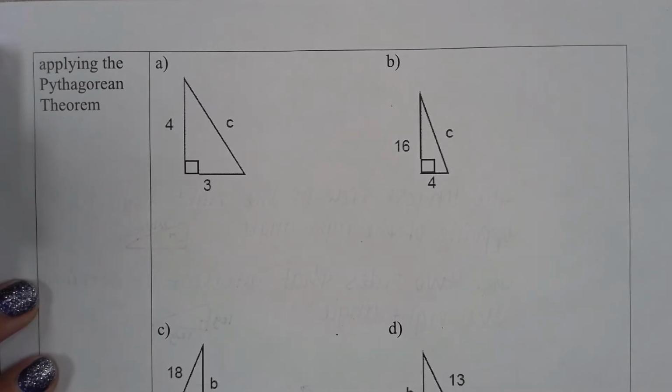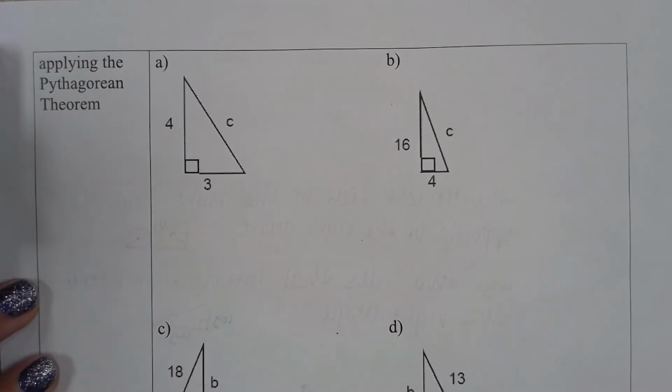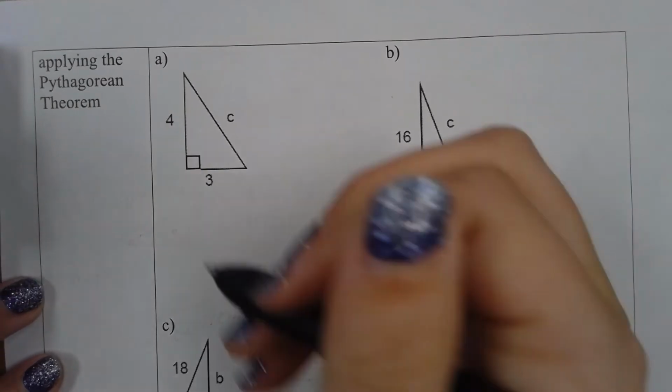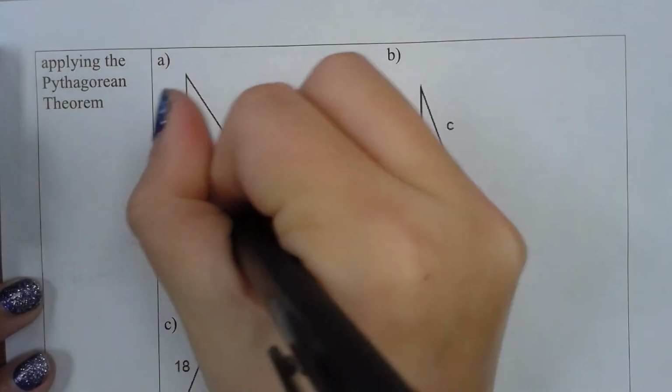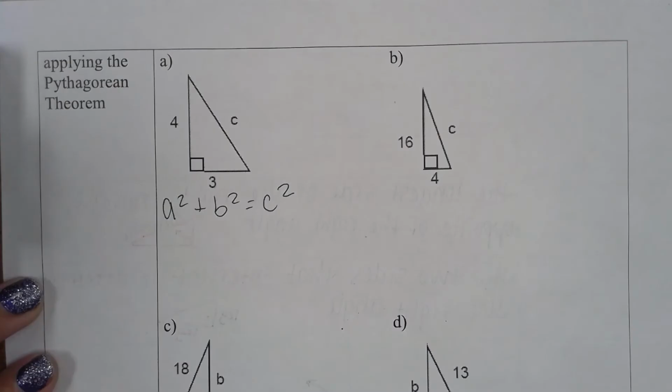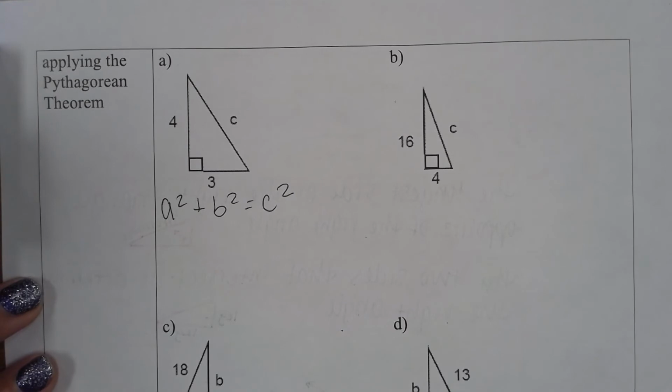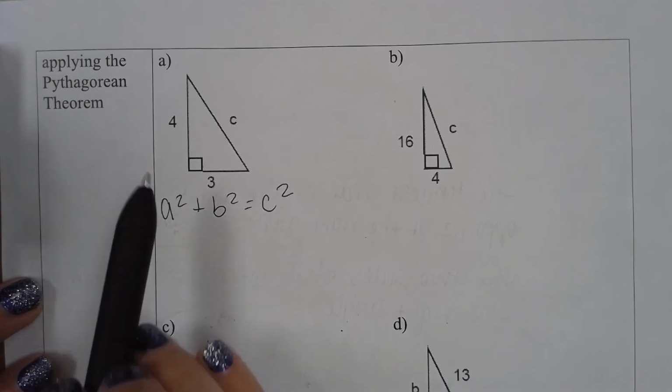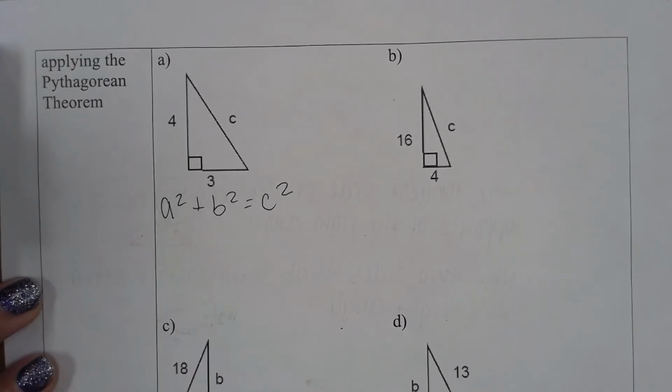We just need to make sure that we know what the numbers mean in the triangle, in the picture, and then plug them in to our formula in the correct spots. So if we're trying to find a missing side length, remember a squared plus b squared equals c squared will give us the missing side length. And we just need to plug in 4 and 3 where it belongs in the formula.